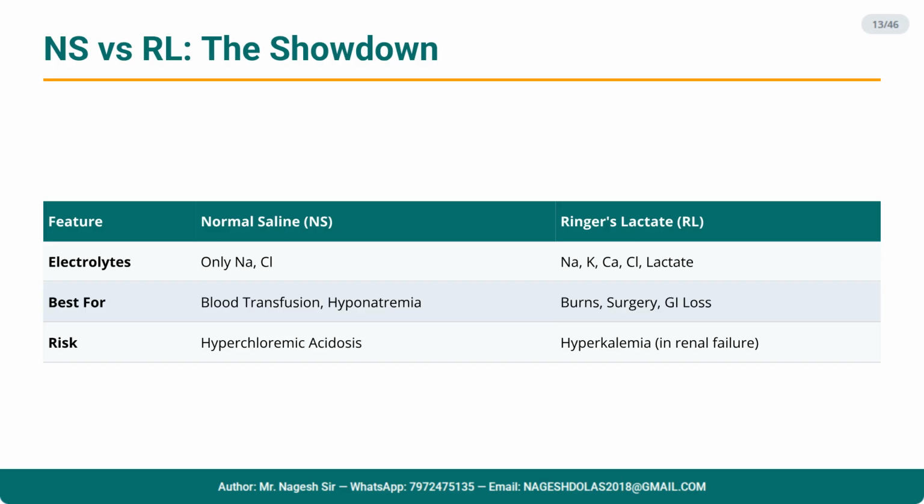Comparing normal saline and Ringer's lactate, normal saline contains only sodium and chloride, while Ringer's lactate contains sodium, potassium, calcium, chloride, and lactate. Normal saline is best for blood transfusions, but carries a risk of hyperchloremic acidosis. Ringer's lactate is best for burns, but carries a risk of hyperkalemia and renal failure.